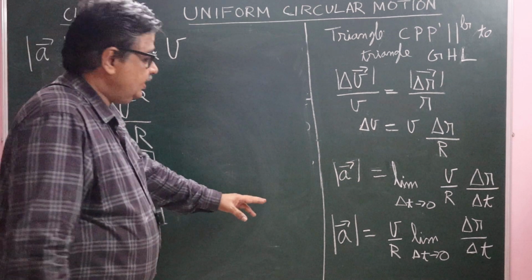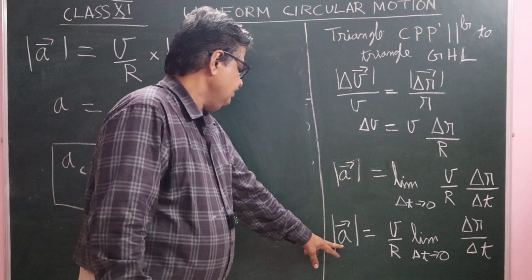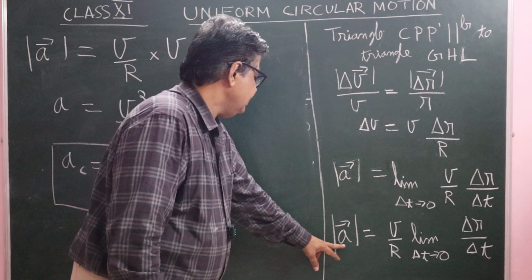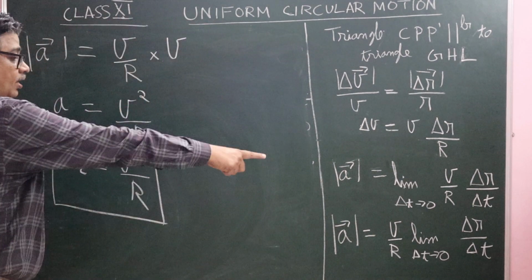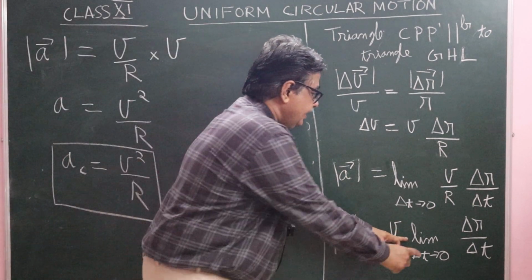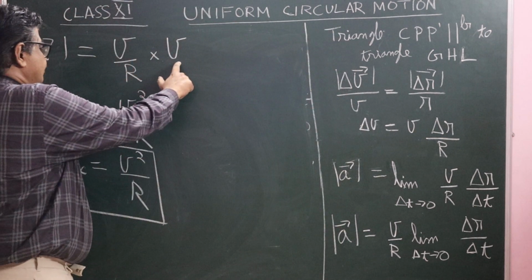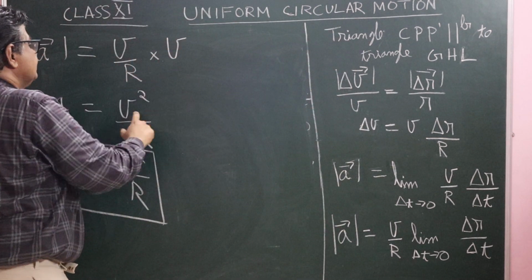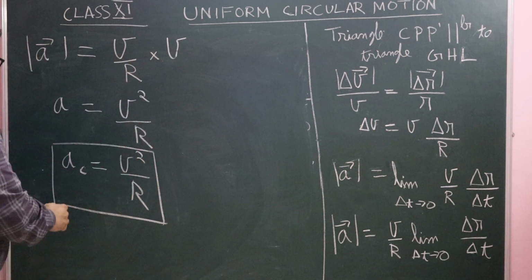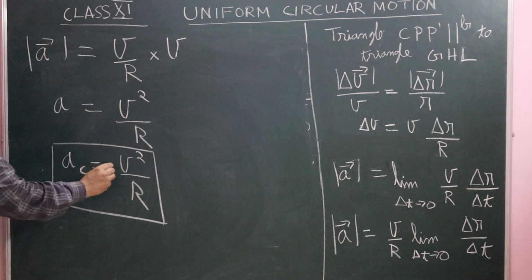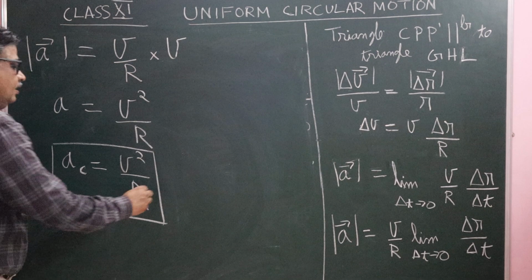Now, A is the instantaneous acceleration. A is equal to V by R times the limit as del t tends to 0 of del R by del t, which is equal to V, the speed. So V by R into V gives V square by R. So the acceleration AC is equal to V square by R. This is called the centripetal acceleration.